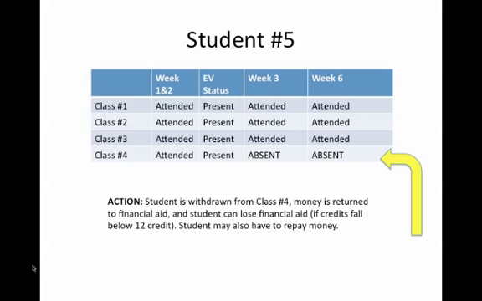Advisement has to go back and look at all the different progress reports to verify the date of last attendance in order to report that for financial aid. Students will owe money up to that point.